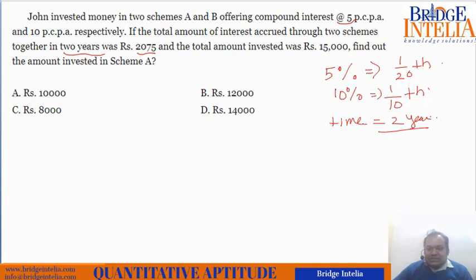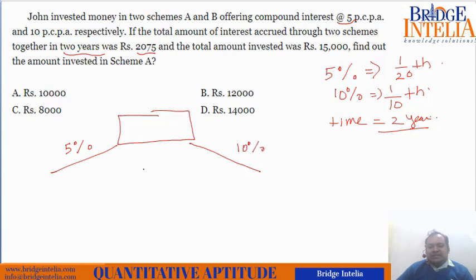So 20 square. So assume the total amount has been deposited in two different schemes. One scheme was offering 5%, the other scheme was offering 10%, and this you have done for 2 years. So assume this to be equal to 400x. So 20 square units. So 400x, and this to be 100y, 10 square, 100y, to make things convenient.